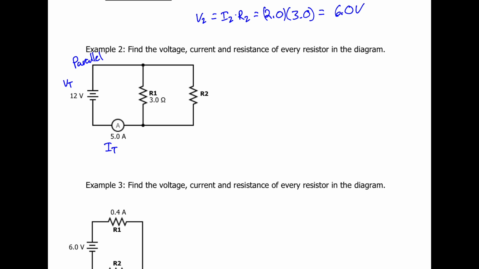Okay, so I have been given the total voltage and one of the resistances, so I don't even know the other resistor. And I can find all 3 things about all 3 places. So we're going to use, first, the voltage rule. What's the voltage rule for parallel? They're all the same.